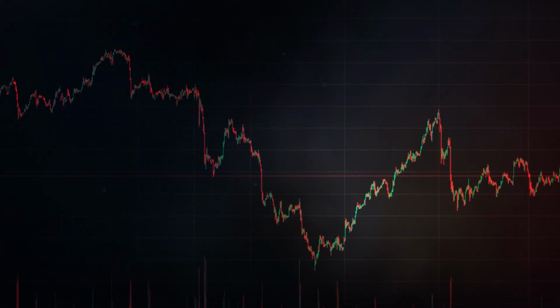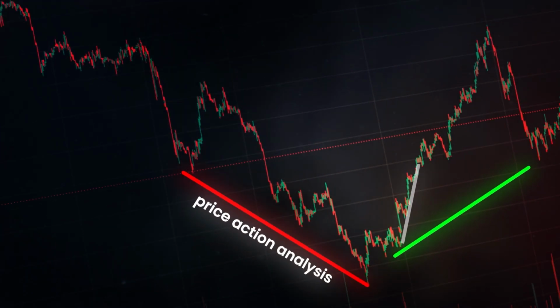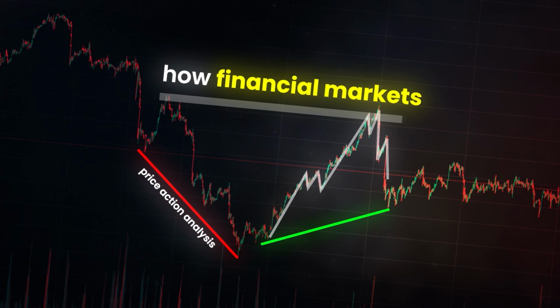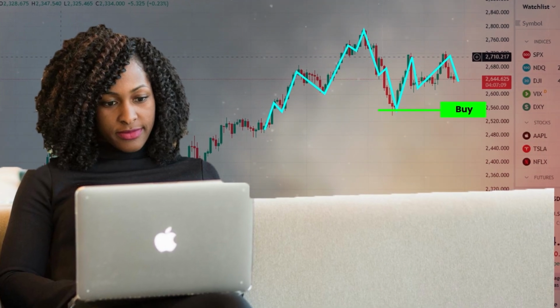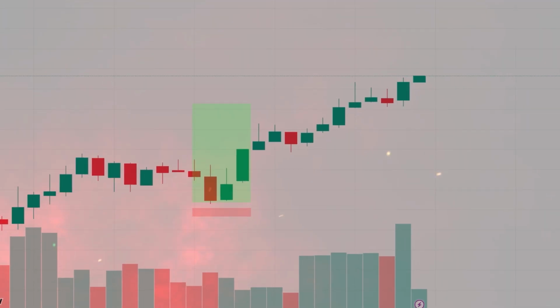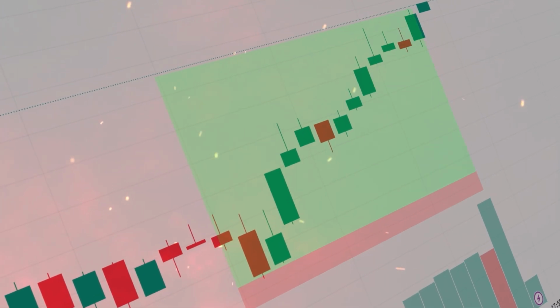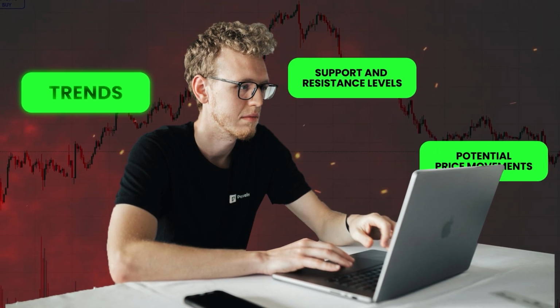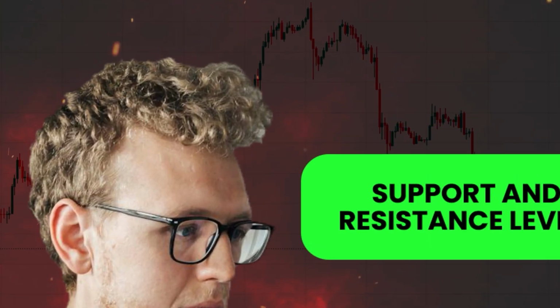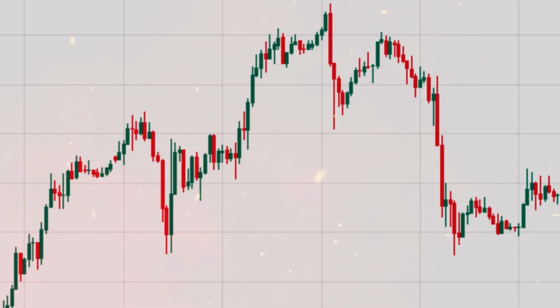Market structure is the backbone of price action analysis, defining the patterns and trends in how financial markets behave. For day traders who operate in short time frames, understanding market structure is crucial to identifying high probability trade setups, managing risk effectively, and maintaining consistent profitability. By analyzing market structure, traders gain insights into trends, support and resistance levels, and potential price movements, allowing them to navigate the fast paced world of day trading with greater precision.